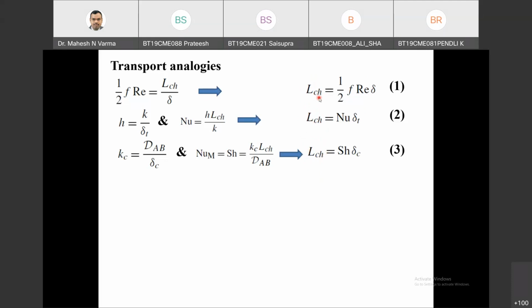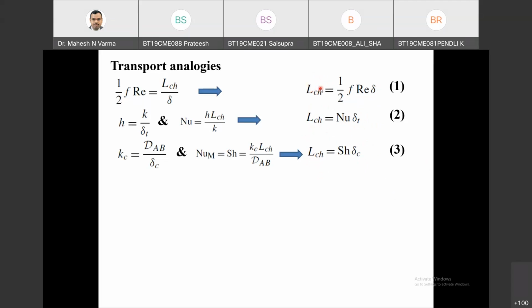As I told, this characteristic length will be diameter if we are discussing flow through pipe. So for flow through pipe, diameter will be equal to half friction factor, Reynolds number, into momentum transfer boundary layer thickness. Similarly in heat transfer, flow through pipe, heat transfer you are discussing, so diameter will be equal to Nusselt number into heat transfer boundary layer thickness. And this is mass transfer, diameter will be equal to Sherwood number into mass transfer boundary layer thickness. So these are all characteristic length. So LHS is the same.